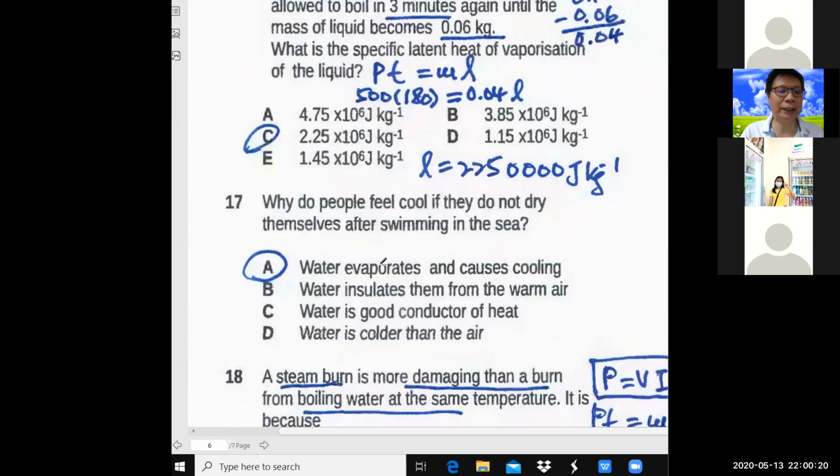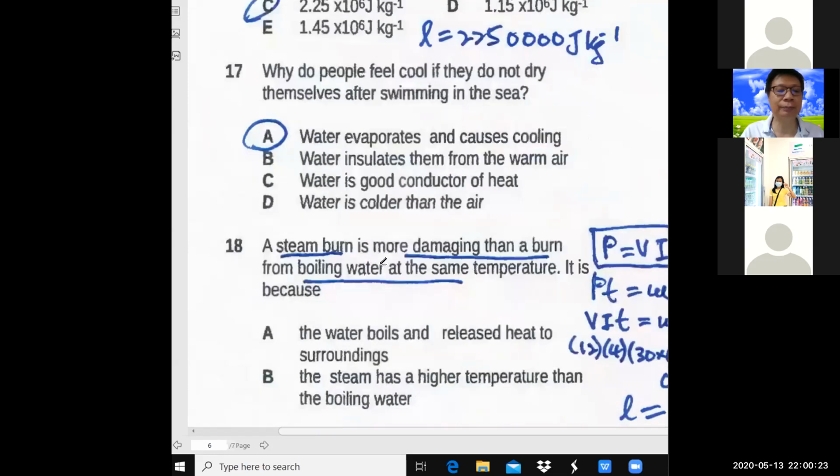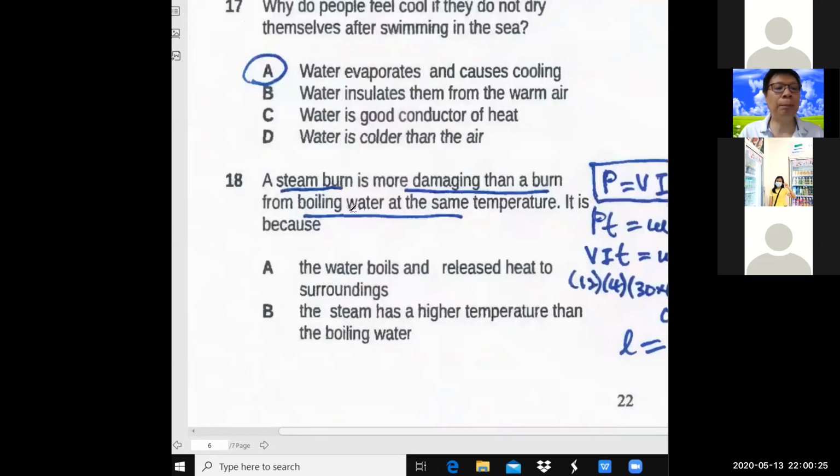All right, last question, number 18. A steam burn is more damaging than boiling water at the same temperature. Why? When the steam burns, it is more dangerous than boiling water, you know. Boiling water when poured on your hand is not that dangerous compared to the steam, you know. Why? Why is the steam burn more dangerous?